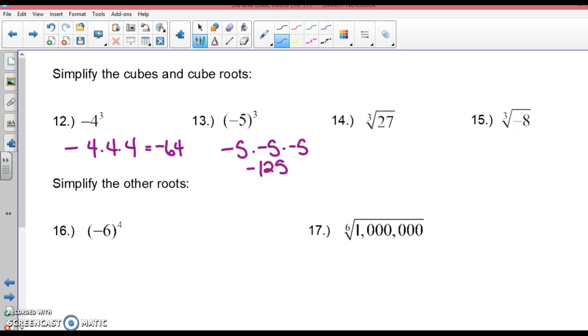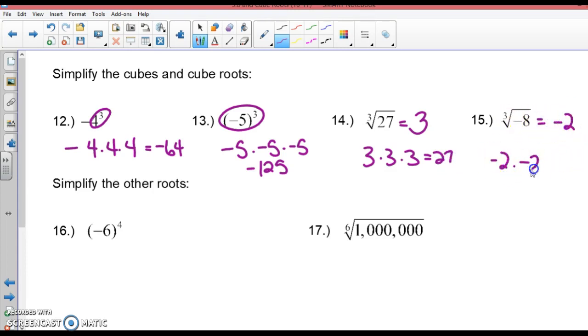And that is super important to understand. Here, the 4 is being cubed. Here, the negative 5 is being cubed. All right, cube root of 27. What times itself 3 times giving you 27 is 3. Because 3 times 3 times 3 is 27. What's the cube root of negative 8? It will be negative 2, because negative 2 times negative 2 times negative 2.